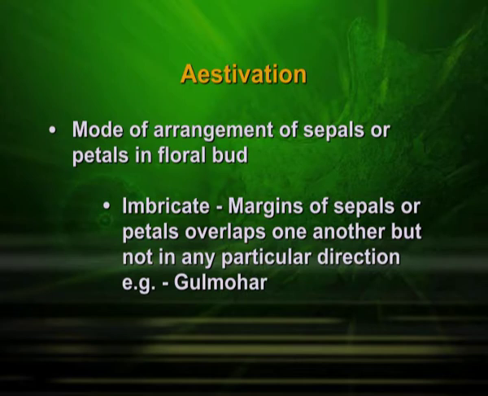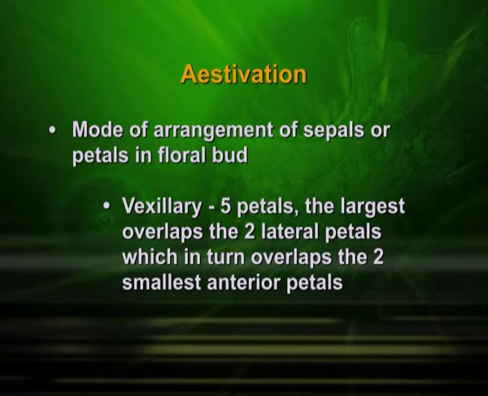Example, Gulmohar. There is another type of estivation which is called vexillary estivation, in which there are 5 petals. The largest overlaps the 2 lateral petals, which in turn overlaps the 2 smallest anterior petals.